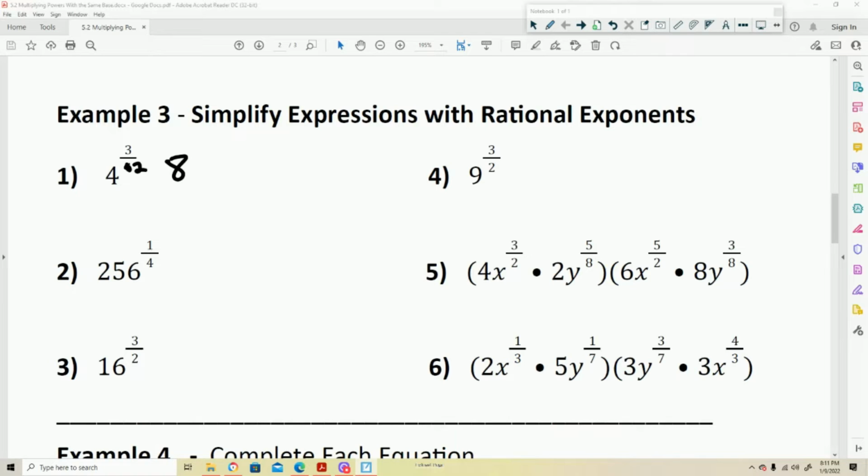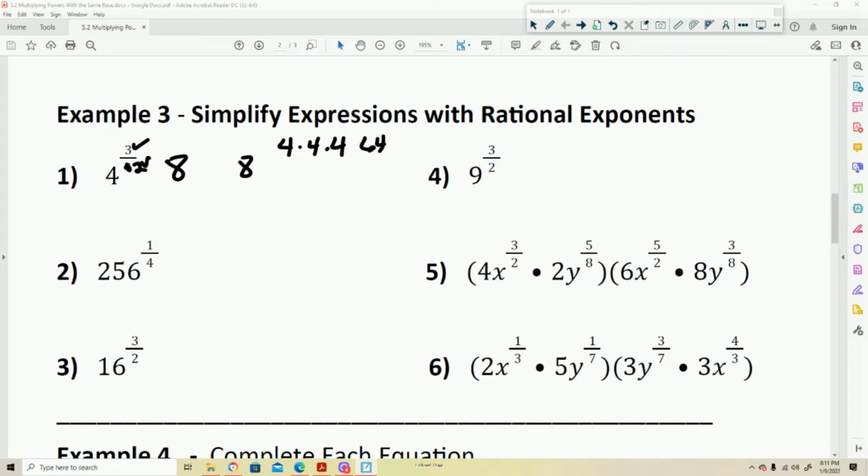Let me show you, if we cube it first, we get 4 times 4 times 4, which is 64. And then the square root of 64 is 8. So you get the same answer whether you do this first or this first. So you got two things going on. You got what you think of as a regular exponent there, and here you have a square root. Okay, moving on to number 2.